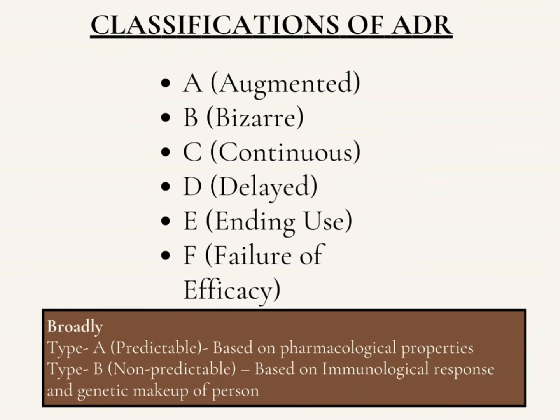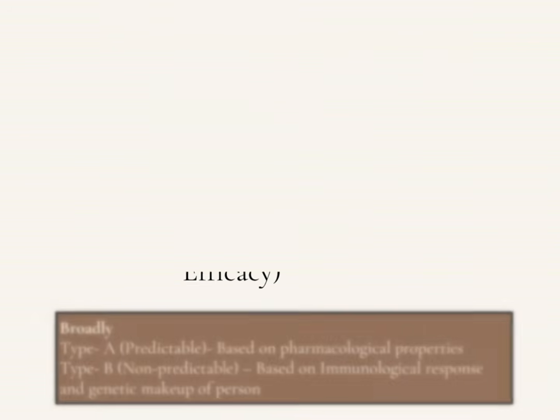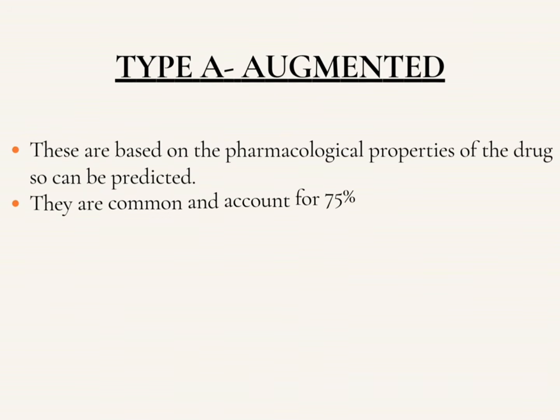There are several ways to classify ADR. The most commonly used classification is the ABCDEF classification. Type A stands for augmented, Type B stands for bizarre, Type C means continuous, Type D means delayed, Type E refers to end of use, Type F means failure of therapy. Broadly, ADRs are grouped into 2 major categories. Type A reactions are predictable and related to the pharmacological action of the medicine. Type B reactions are unpredictable and usually result from allergy or genetic factors. We will now discuss each type in detail.